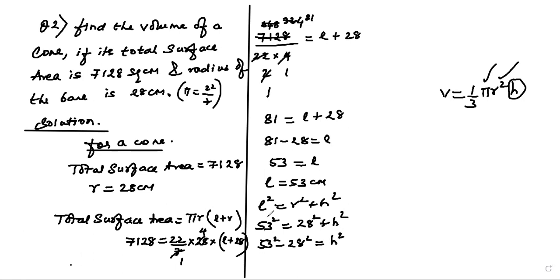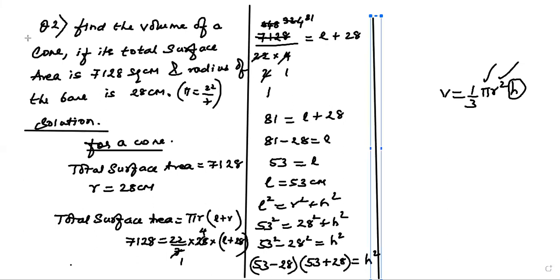This plus 28 square goes to that side. Now this is in the form of A square minus B square. 53 minus 28 into 53 plus 28. So how much do you get, children? Equal to H square. So when you do this, 53 minus 28, 13 minus 8 is 5. So this is 25. You can clearly see this is 25, children.